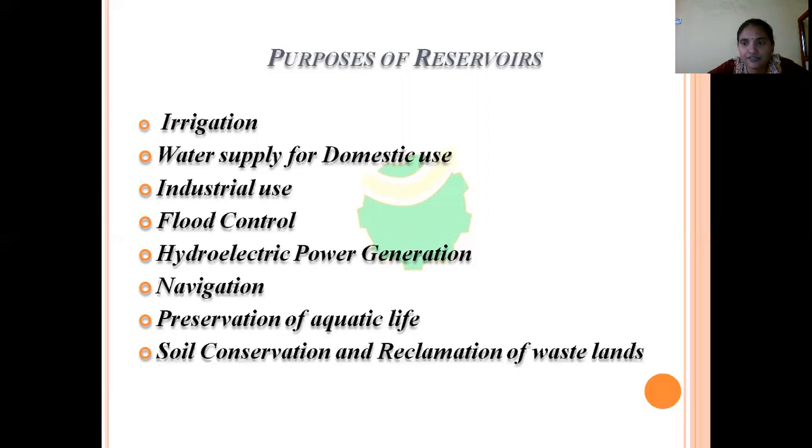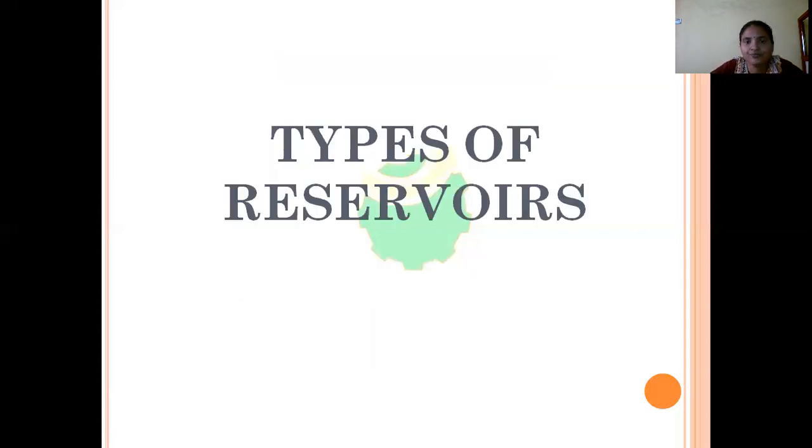Next, preservation of aquatic life. Through conservation of water, it is possible to grow aquatic life such as fishes and prawns. Next, soil conservation and reclamation of wastelands. Automatically, when water is stored and released to agriculture areas, soil conservation and water conservation will be more. They infiltrate more groundwater into the ground, which helps to grow the crops. So automatically, soil conservation takes place.